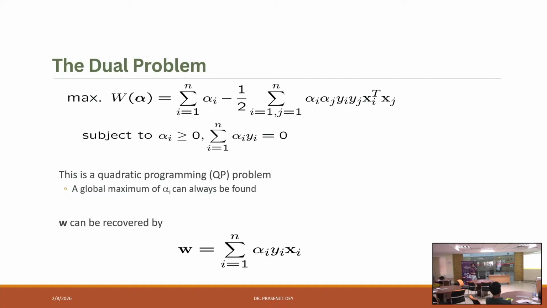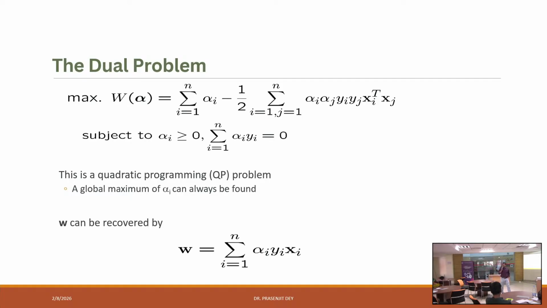Here I would like to point out one more thing. The primal problem was a minimization problem, no? We needed to minimize the value of W square subject to that condition. Now the dual problem is not a minimization problem. The primal problem was a minimization problem where our objective is to minimize W square subject to certain conditions.